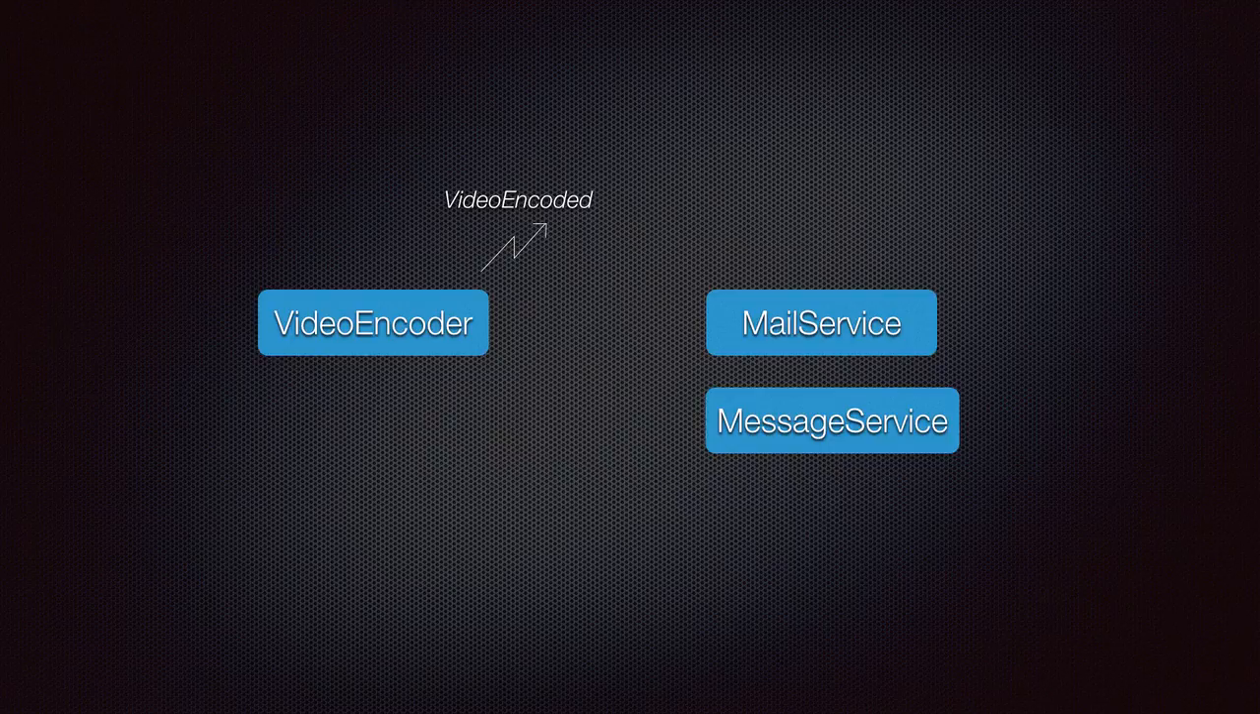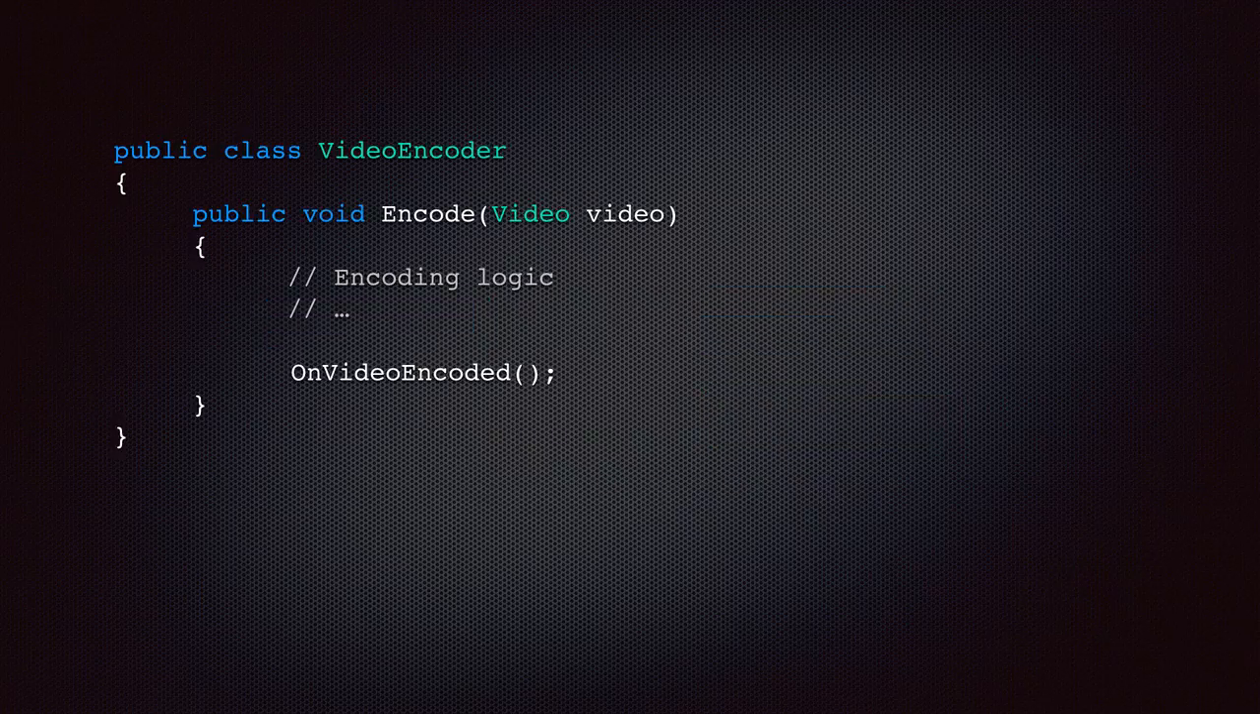Now let's take a look at what the code would look like if we want to implement this eventing mechanism between these classes. So here is our video encoder class again. We have the encode method as before with the encoding logic. At the end, instead of directly making a call to the mail service, which we had before, we simply call a method called onVideoEncoded. Don't worry about that method, I will cover it shortly, but the purpose of this method is to simply notify the subscribers. Video encoder knows absolutely nothing about the mail service or the message service. They can come later, and we can add more subscribers without changing anything in this code.